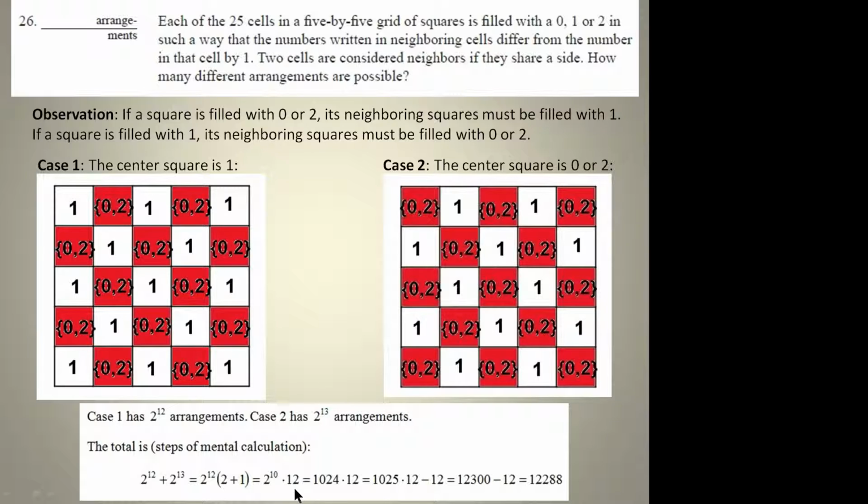And this number is 1024 times 12. You don't do the multiplication; you want to find the answer mentally. This is just one less than 1025, and 1025 times 12 is easy to calculate. This will be 12,000, then 25 times 12 is 300, giving 12,300. Then 1 times 12 is 12, so you simply do the subtraction. That's easy. 12,288 is the answer.